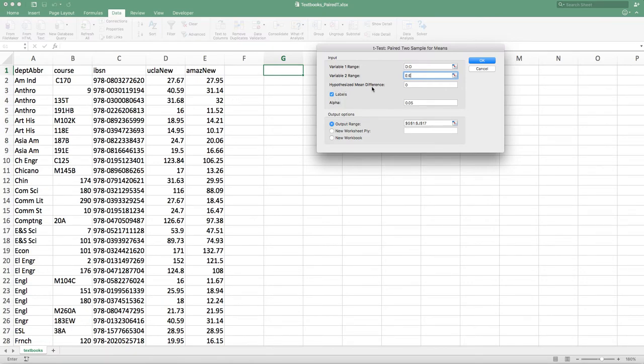And we hypothesize that the difference is zero. This is the null hypothesis. This is assuming that there is no difference between these two, even though if you've bought on Amazon, you probably think that there might be a difference.